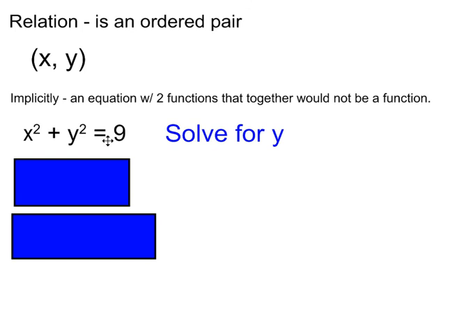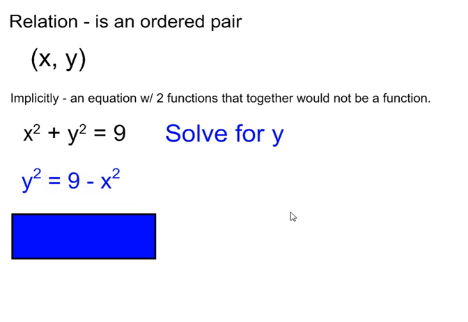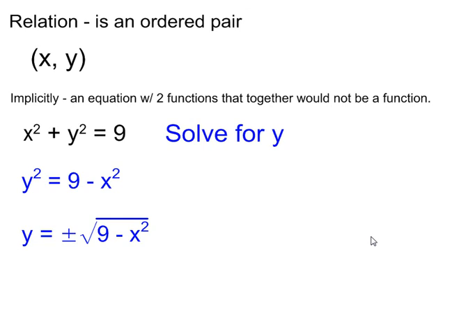From earlier in the chapter, we learned that this is not a function because when we square y, that creates two separate functions. What we're going to do to show those two functions is solve for y. My first step is I'm going to subtract x squared to the right. So I get y squared equals 9 minus x squared. When I take the square root of both sides, that creates plus or minus the square root of 9 minus x squared, which creates our two separate equations.